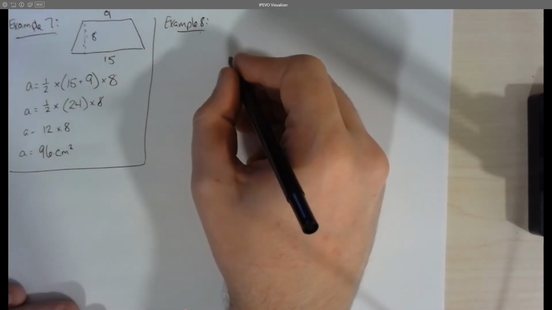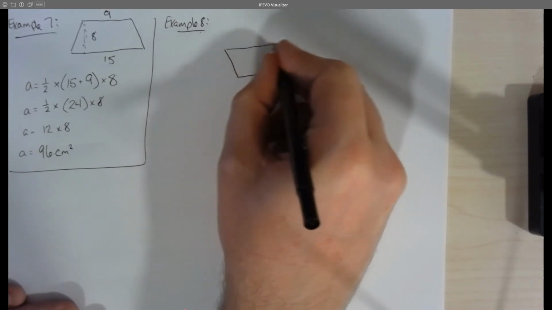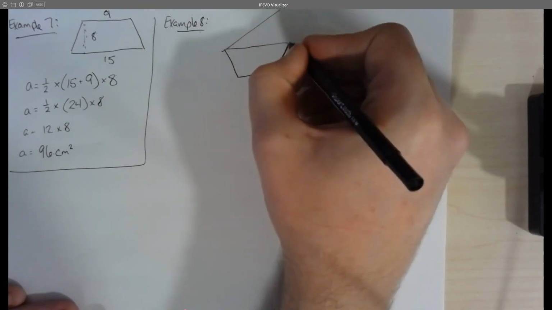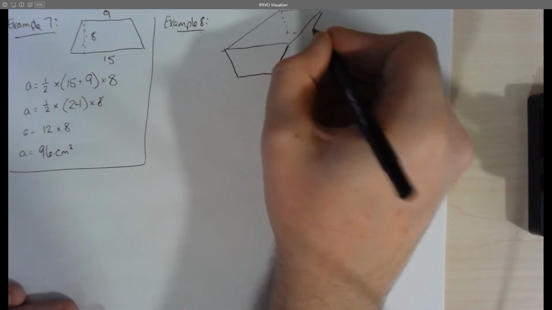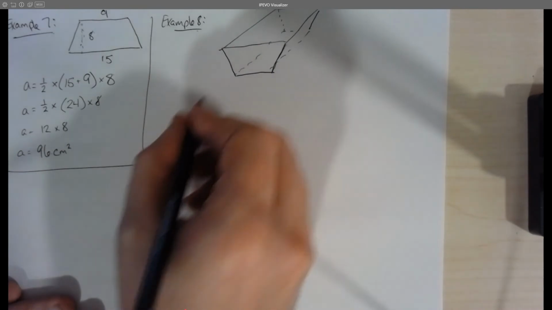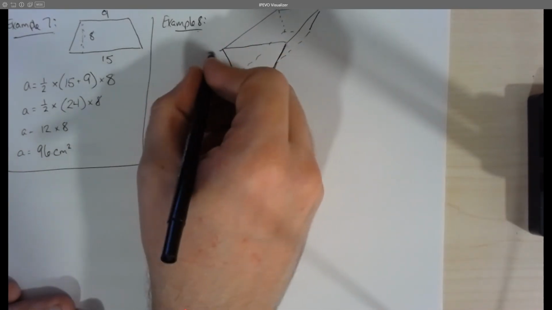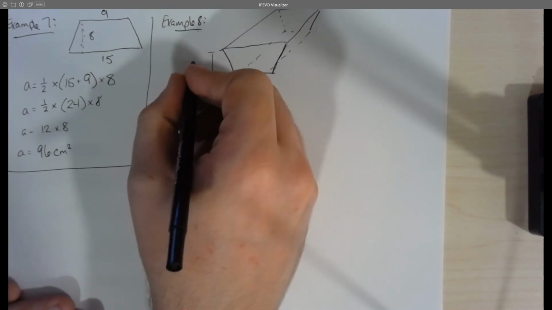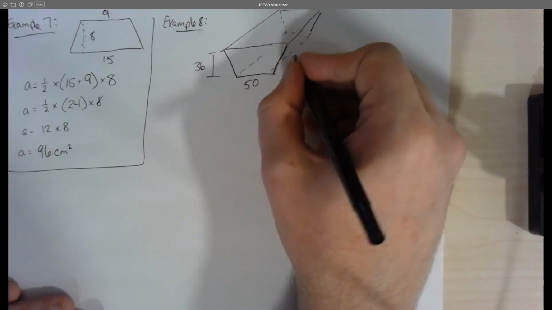It says the figures show a horse trough. So now we're dealing with a bit of a three-dimensional shape here. See if I can draw it out a little bit this way. We're given some of the values. We're told that this is 50. We're told that it has a vertical height here of 36. We're also told that it has a length here of 200. That's this kind of dotted line.